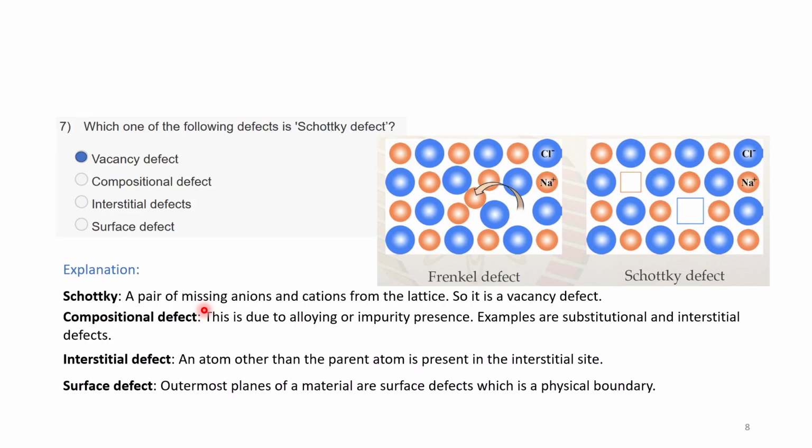In case of compositional defect, it is due to alloying or impurity presence, and examples are substitutional and interstitial defects. So in this, the composition of your pure metal will be changing. In case of interstitial defect, an atom other than the parent atom is present in the interstitial sites, which can be octahedral or tetrahedral voids. Next is surface defect. It is the outermost planes of a material which are surface defects, which is a physical boundary.